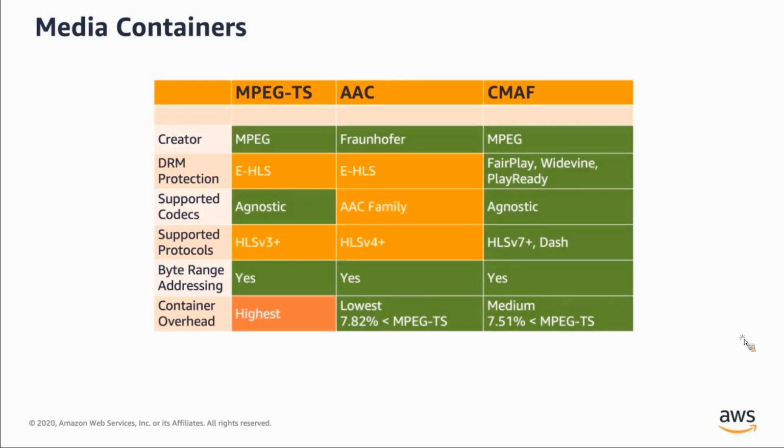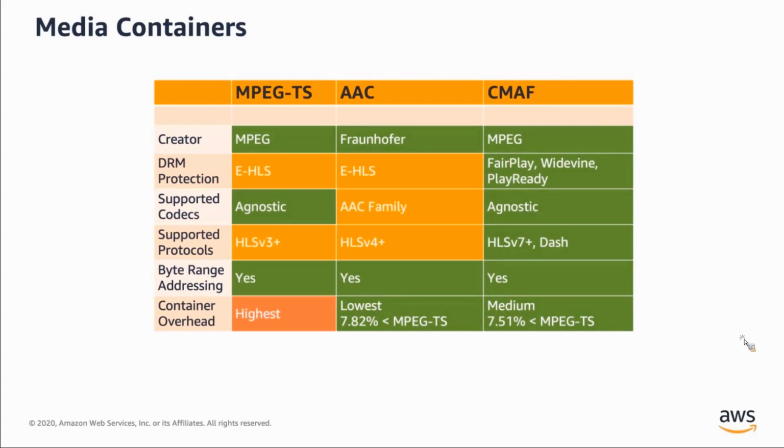Now, MPEG-TS comes from the broadcast and DVD world. This means that it not only imposes a fixed packet size, but it also has extra redundancy and error checking built into the format itself. This means it's going to have the highest container overhead of all of the formats that we looked at.